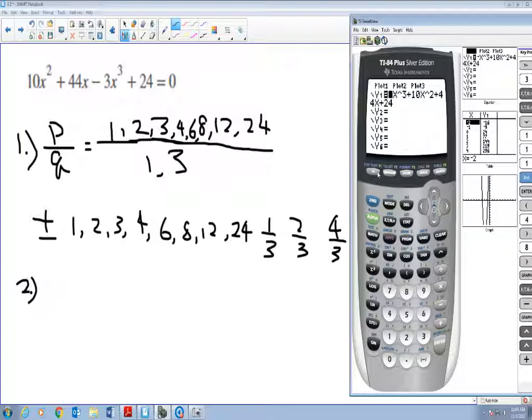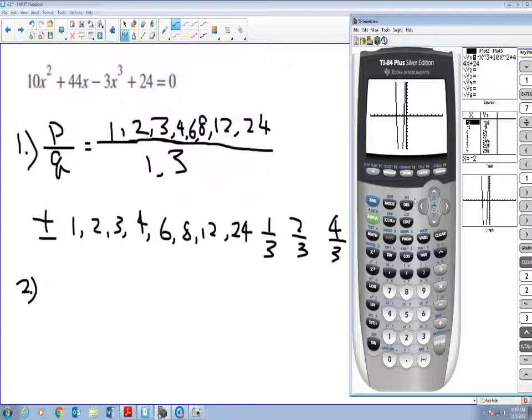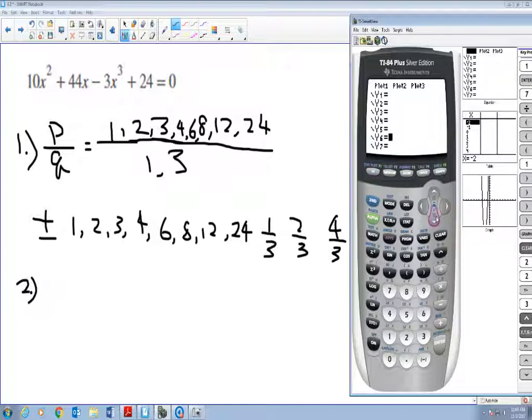Did I do it right? Negative x to the third, 10x squared plus 44x squared plus 44x plus 24. Yeah. That's weird. Am I typing it right? Let me clean that up, because I'm not seeing what I want to see.